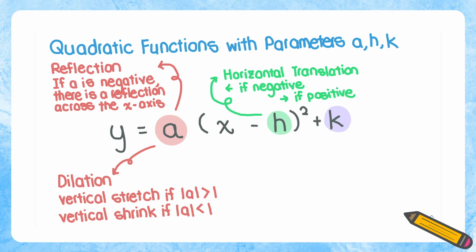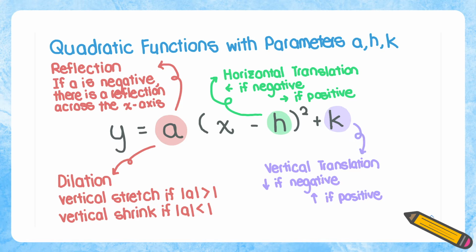And lastly, what does the parameter K tell us? K gives us our vertical translation, so whether we'd move up or down. Translate the function down if K is negative, and move upwards if K is positive. This was just a quick summary of the effects of our parameters A, H, and K. Now let's take a look at some examples where we will have combined transformations.